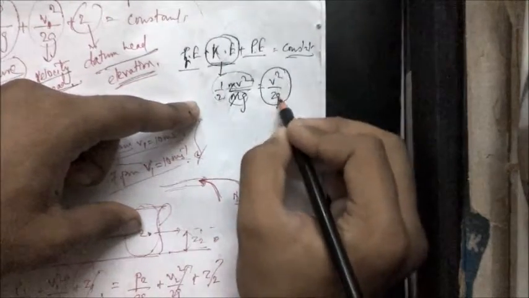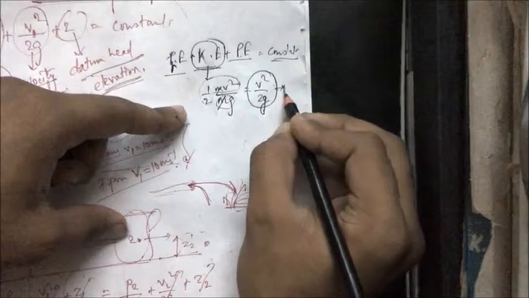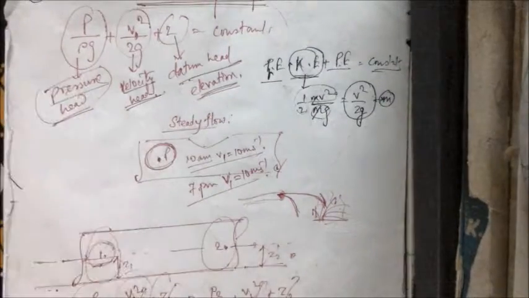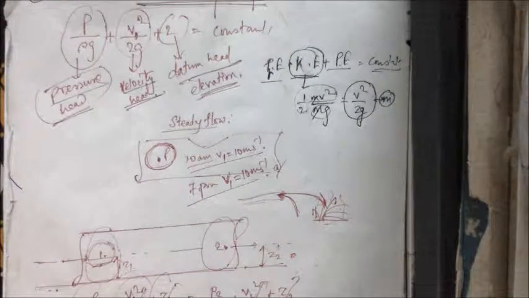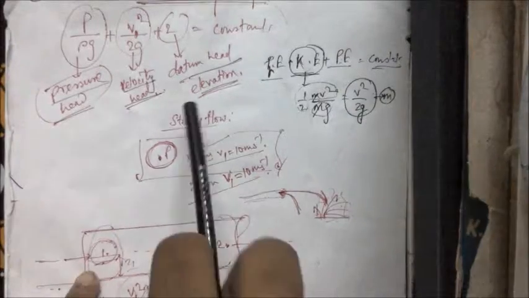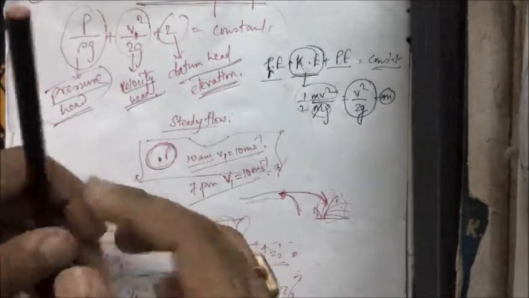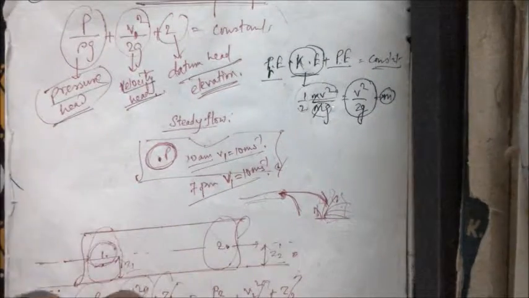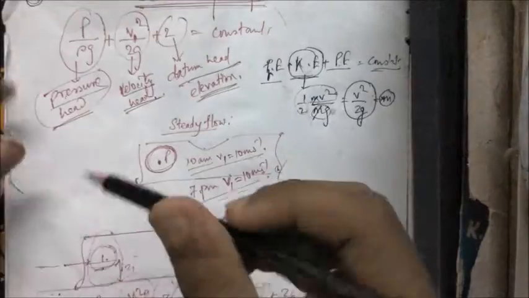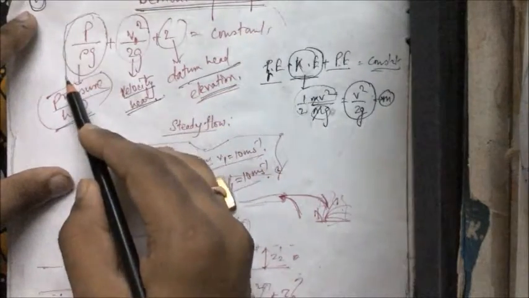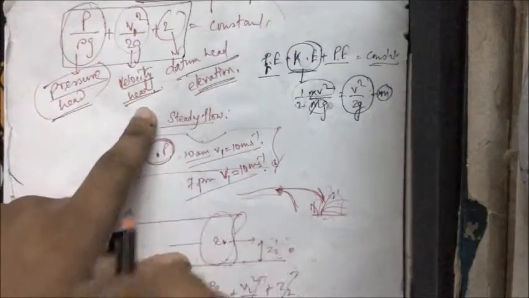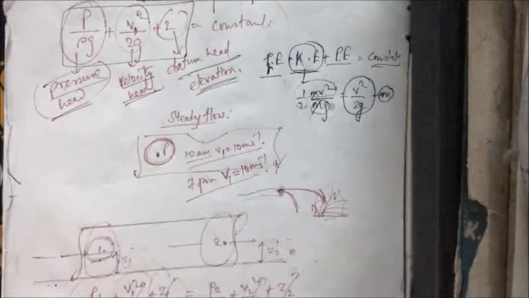And what is its unit? Its unit is actually meters. That's why it is termed as velocity head. Similar is the case of datum head, and this is the case of pressure head. He says that for a steady flow, in a single streamline, all the points which are lying on that streamline have the summation of pressure energy, velocity energy, and the potential energy constant.